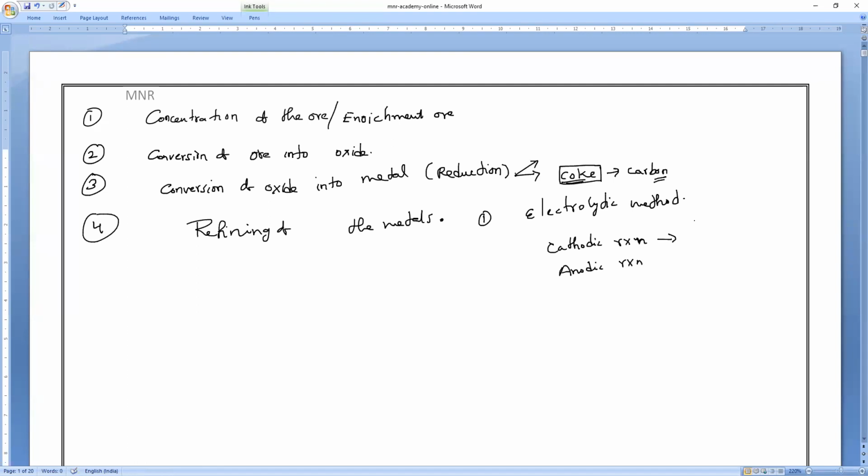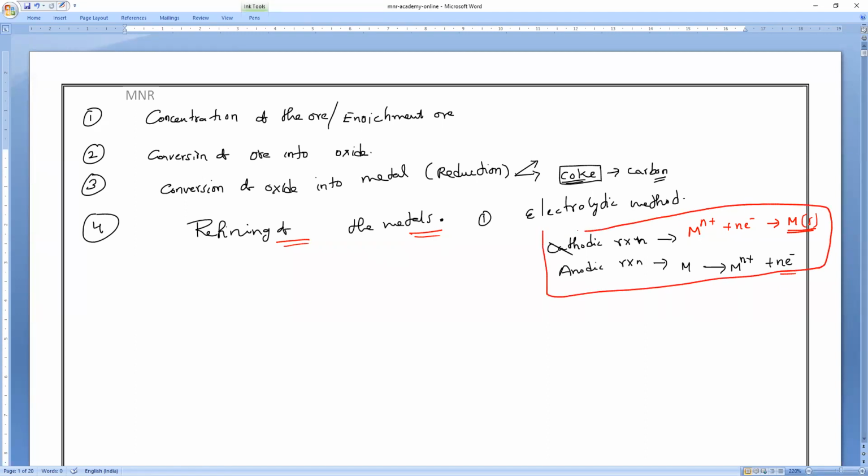Cathodic reaction means what will happen? First, the anodic reaction we will write. Anodic reaction means a metal atom turns into a metal ion by loss of electrons. Loss of electron. And then this metal ion takes electrons from the cathode and turns into a pure metal atom. So this is the anodic and cathodic reaction. This is very important in purifying many metals, in refining of metals.